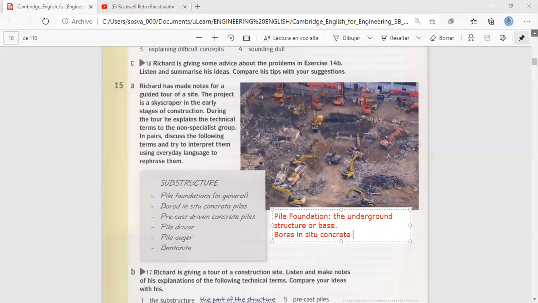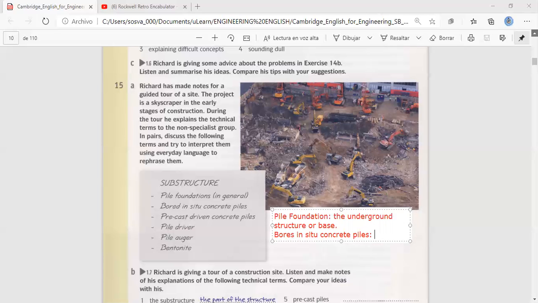Let me write it, concrete piles. Concrete piles talks about the construction of the piles, of the pile foundation. The pile foundation is the base, but before you place the base, you use a bored in situ concrete pile. That means that you build, you do the hole, you put maybe the iron base, and then you place the tube, and then you pour the concrete.